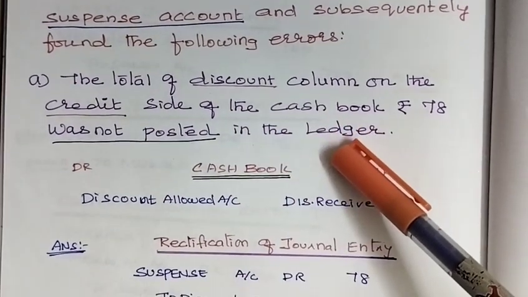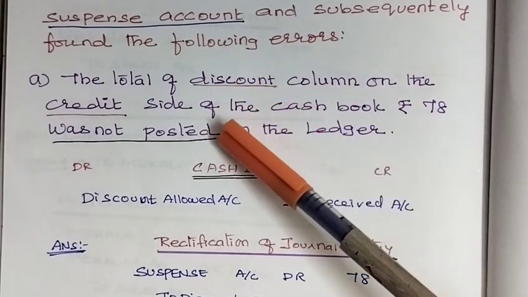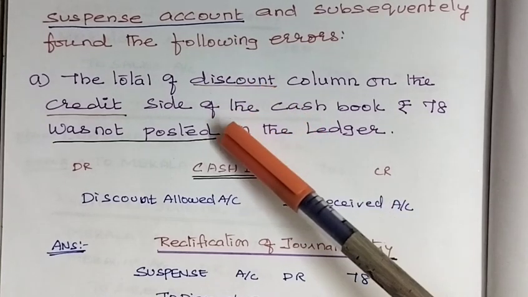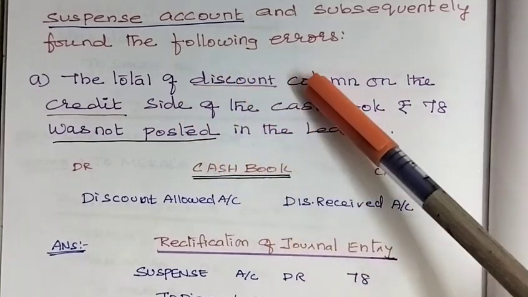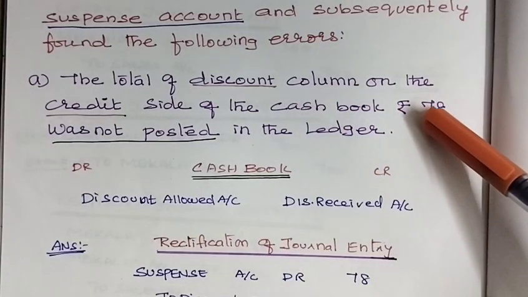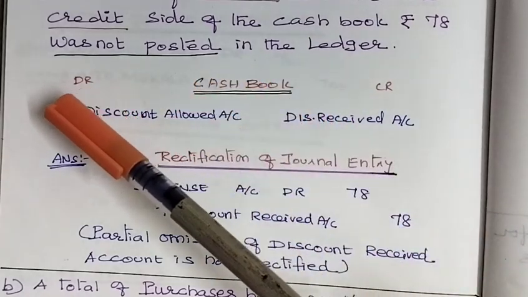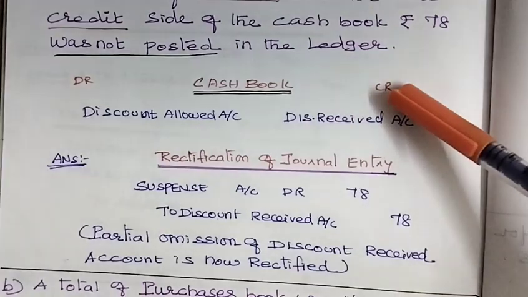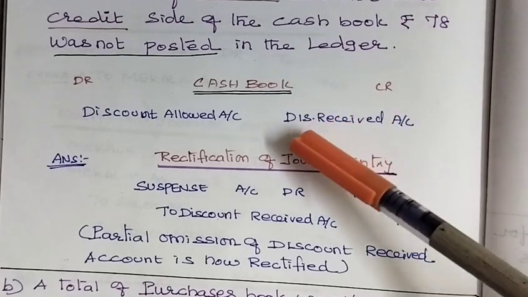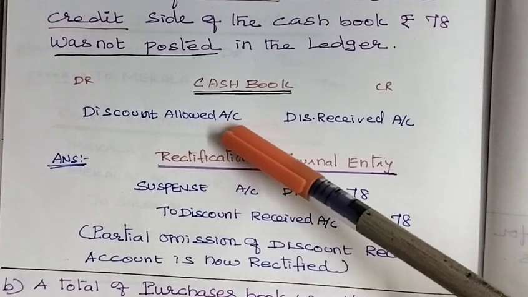What does this transaction tell us? They have given it here clearly. Read the transaction twice or thrice, and you can understand what they asked and what they gave. Here they clearly gave the discount column on the credit side of the cash book, rupees 78, which means on the cash book, the left side is the debit side and the right side is the credit side. On the credit side we have the discount received account, and on the debit side we have the discount allowed account.